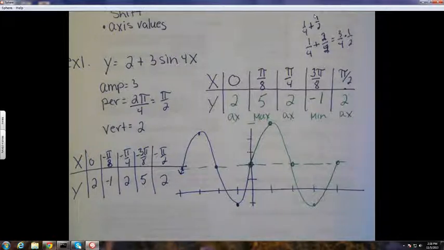Each of the next two are going to have one little extra thing in it to throw you off, and then hopefully you won't be confused on anything in the homework. Are you ready for number 2?